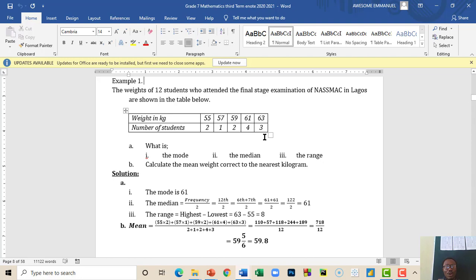So to get the median number, I'll remove 2 from 12. I'll have 10, which is 5 to the left, 5 to the right. So the median number now will be the 6th and the 7th number. So the 6th and the 7th number. Now how do I get the 6th and the 7th number?